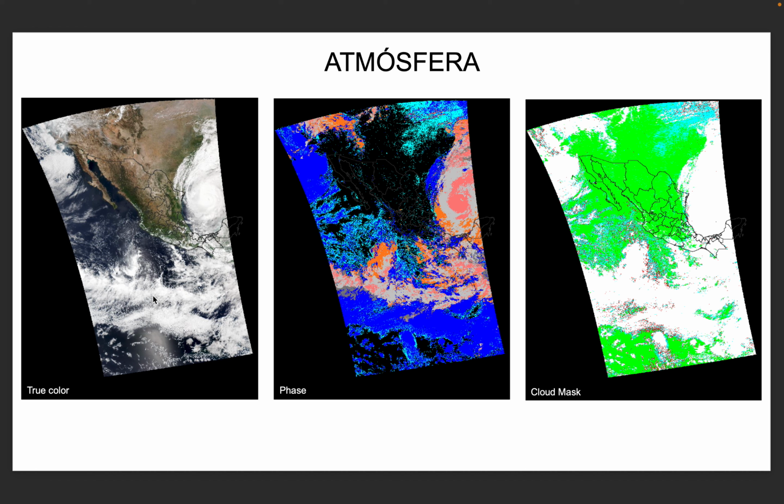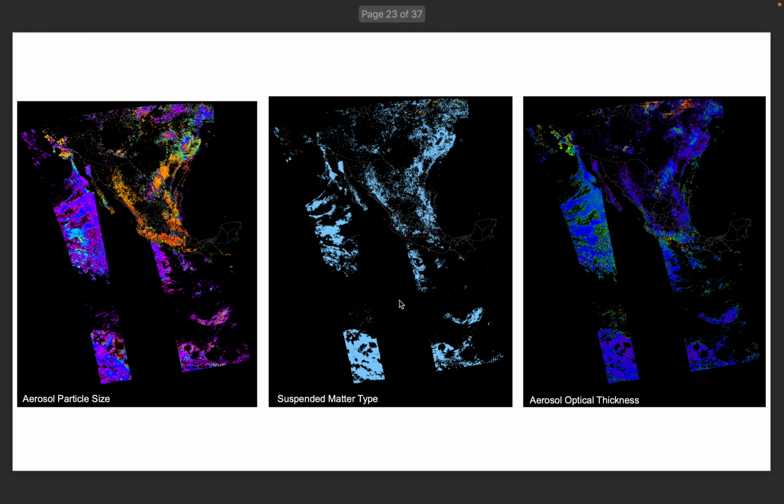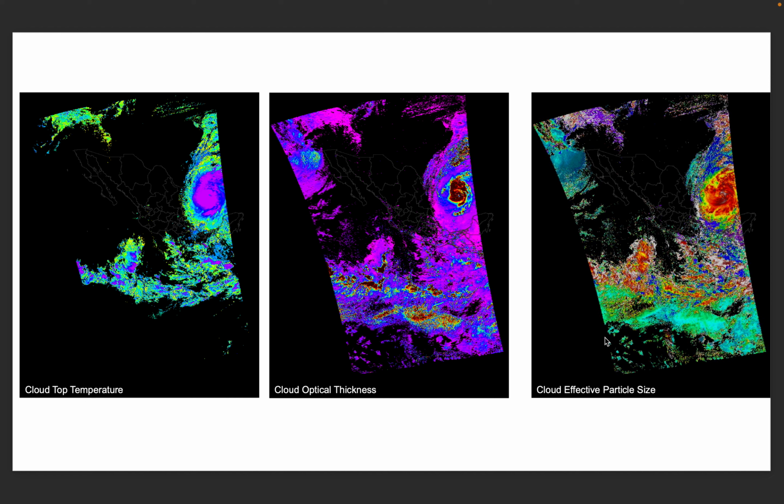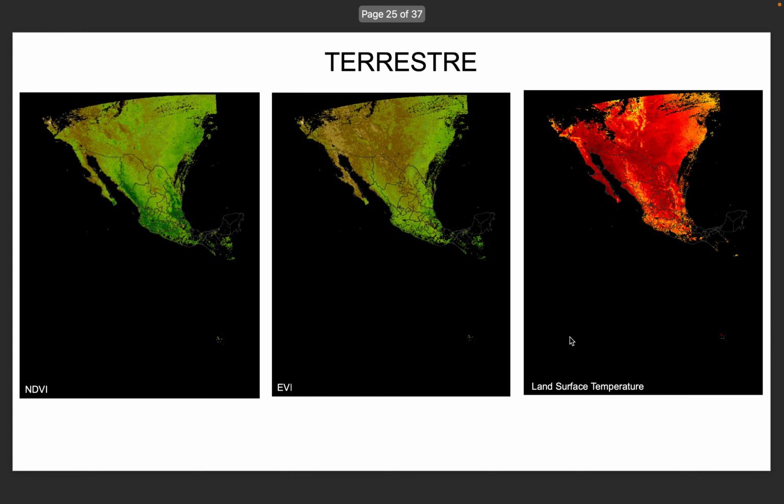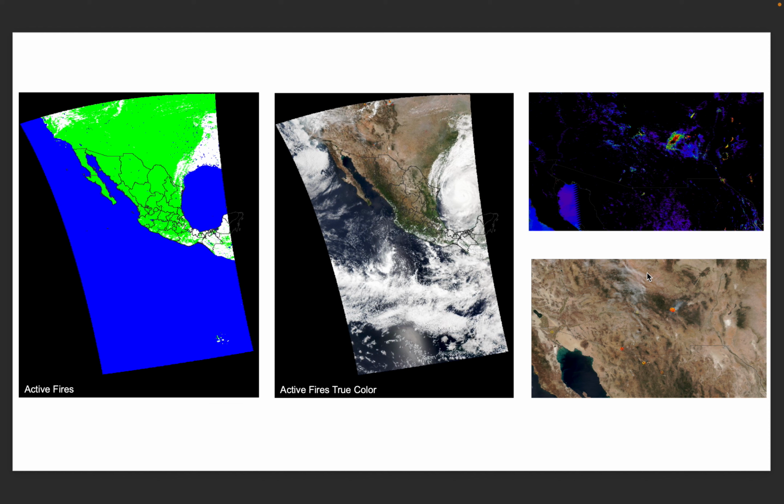These are examples: true color, phase, cloud mask, aerosol particle size, suspended matter, aerosol optical thickness, cloud top temperature, cloud optical thickness, cloud effective particle size, NDVI, the vegetation index, and land surface temperature, active fires.